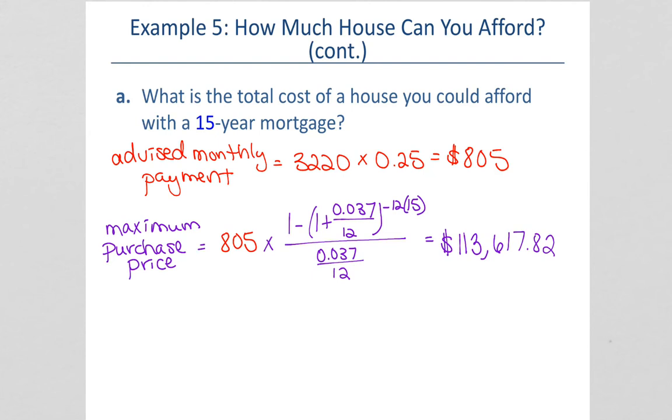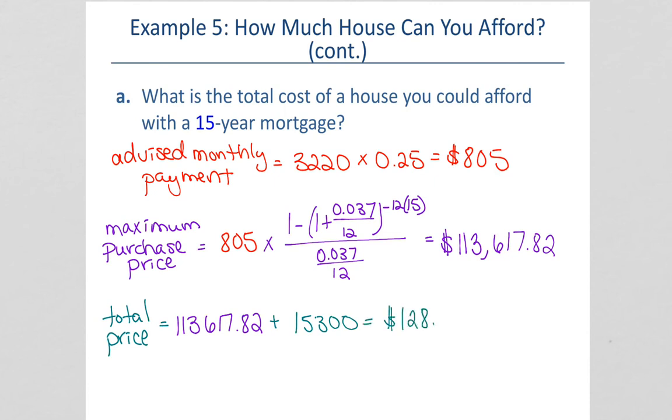you have a down payment. So the actual total price would be this number we found, plus your down payment of $15,300. So he could be looking for, or you could be looking for, a house for $128,917.82. Okay? That's if you wanted a 15-year mortgage.